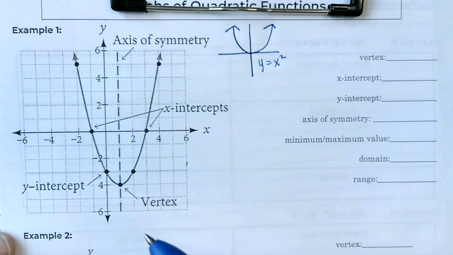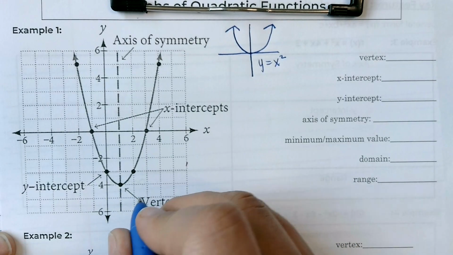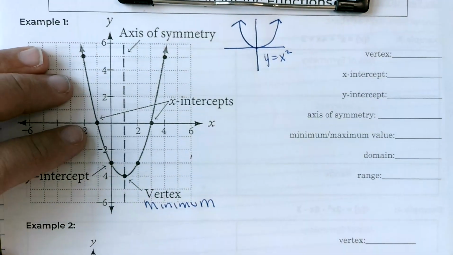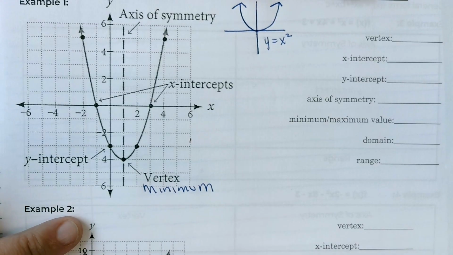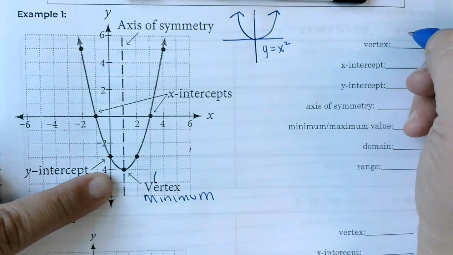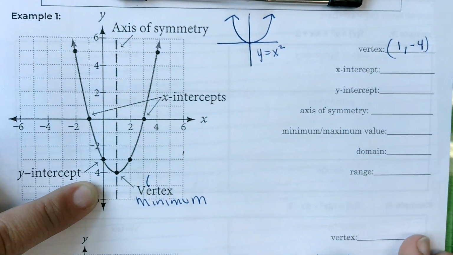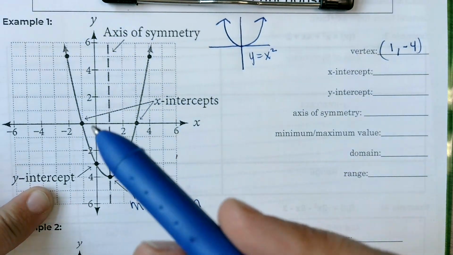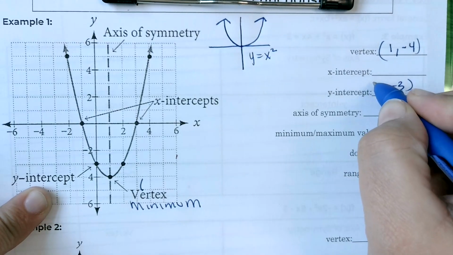So there's a few things that you need to know. The vertex is the turning point of a quadratic function. In this case, we have a minimum point. If it is a negative quadratic function, like example 3 at the bottom, we'll have a maximum point. So this is the vertex. So this vertex is at 1, negative 4. The y-intercept you are used to. It's where the graph crosses the y-axis. So in this case, our y-intercept is 0, negative 3.